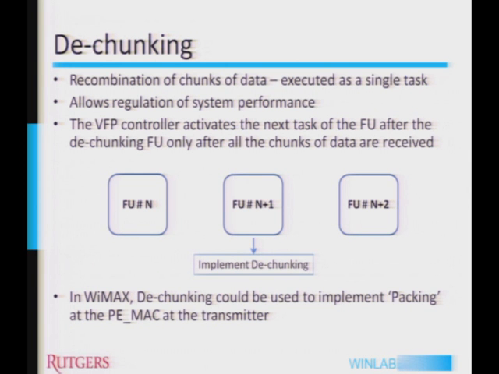Now, dechunking is a feature of recombination of the chunks of data. The basic premise for dechunking is that once a chunking task has been set up, each block of data is processed as a number of different tasks on different processing engines. So dechunking tries to regulate the system by combining all these chunks and processing them as a single chunk of data. The VFP controller is the controlling unit which takes care of dechunking. The animation here shows how a chunking task is first set up, and for the unit implementing dechunking, the next unit in the flow waits until all the chunks are obtained and then processes them as a whole. In our YMax setting, dechunking could potentially be used by the math processing engine to implement packing, combining multiple service data units.